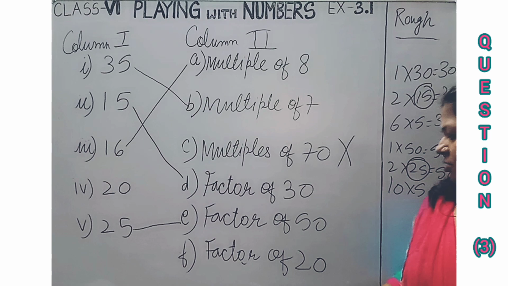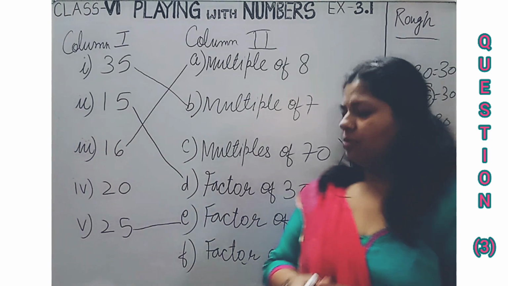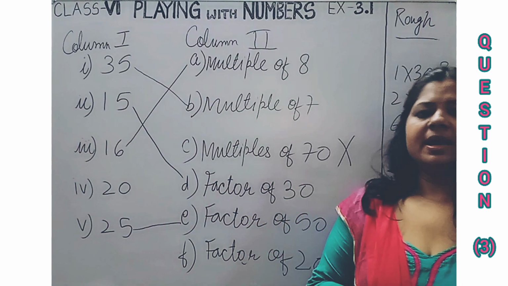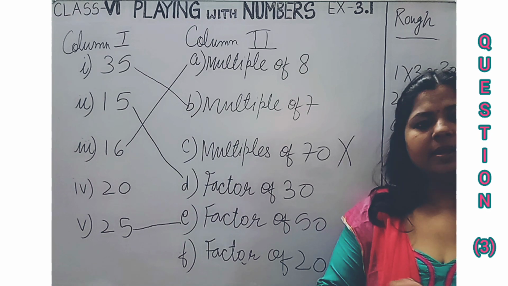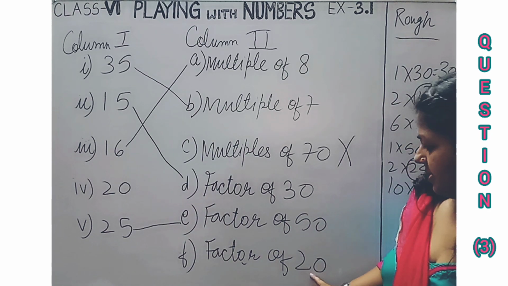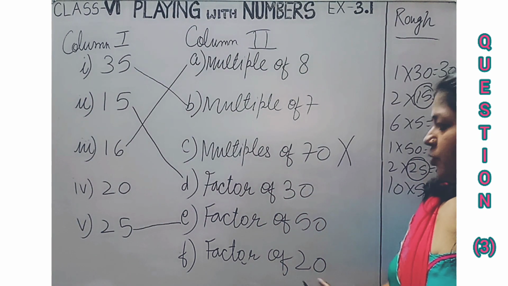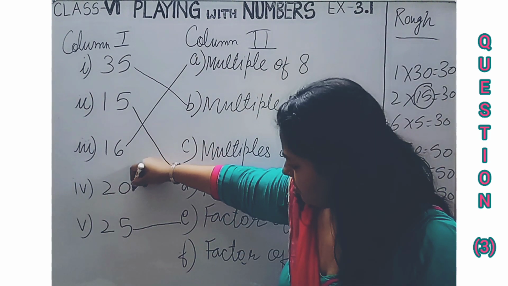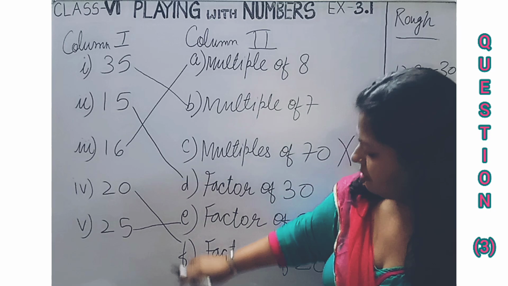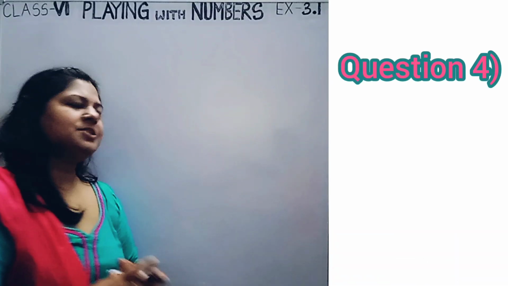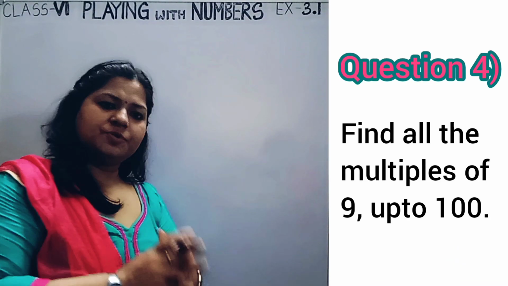F part is factor of 20. So we all know that every number has two factors, the one and the number itself. Here 20 and again 20 we can see here. It means factor of 20 is 20. So here 4 part will go with F. Question number 4, write all the multiples of 9 up to 100.